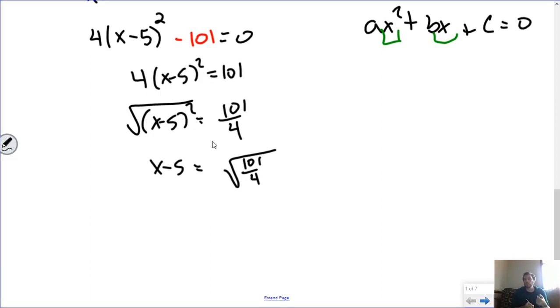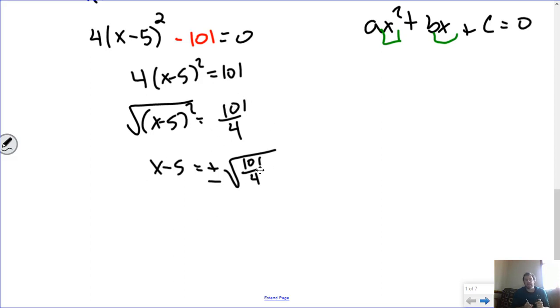Whenever we're taking the square root, when we're trying to do these inverse operations, we have to not just consider what is the square root of 101 over 4, but we have to consider what answer, if I squared it, would give me 101 over 4. And there's two answers there. There's the positive square root of 101 over 4, but also the negative square root of 101 over 4, because if I take a negative number and square it, I get a positive answer.